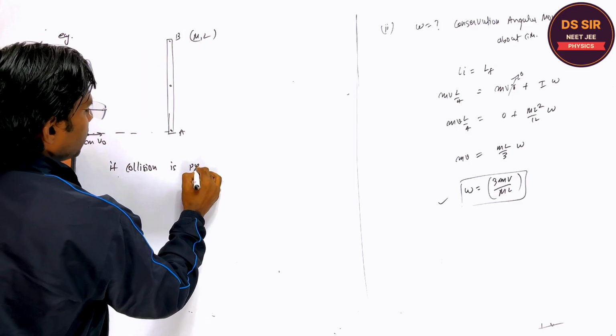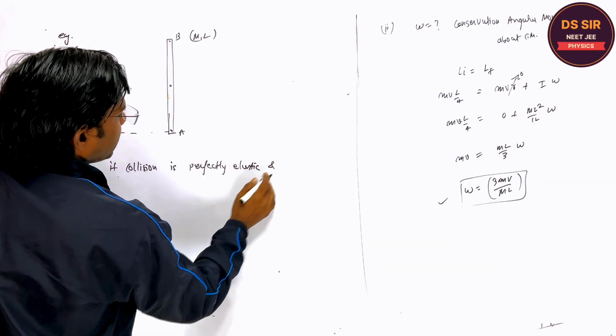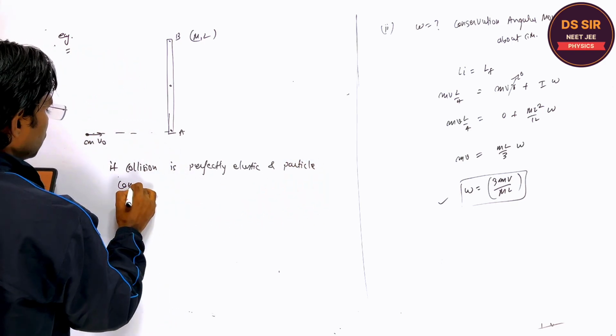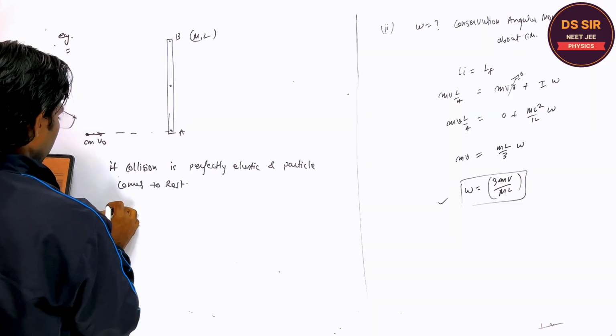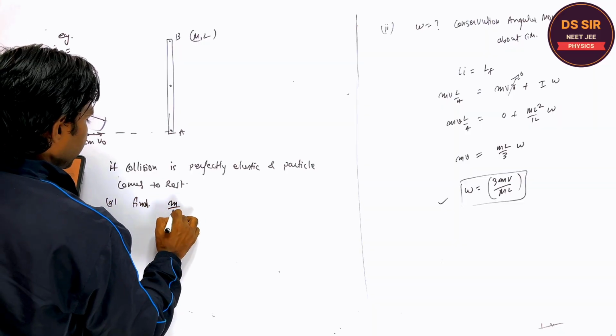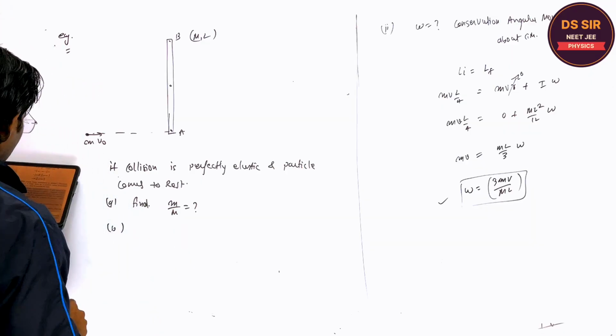If the collision is perfectly elastic and the particle comes to rest, you understand? That is the thing. Find first the ratio m by M, right?